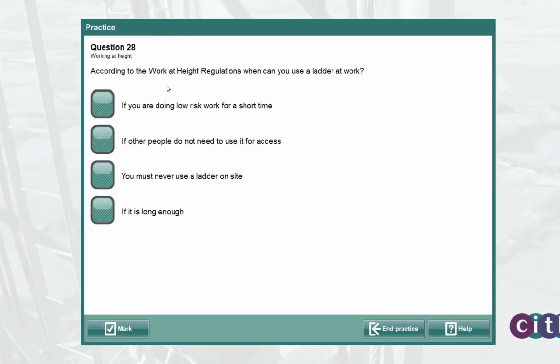According to the Work at Height Regulations, when can you use a ladder at work? If you are doing low-risk work for a short time. If other people do not need to use it for access. You must never use a ladder on site. If it is long enough.